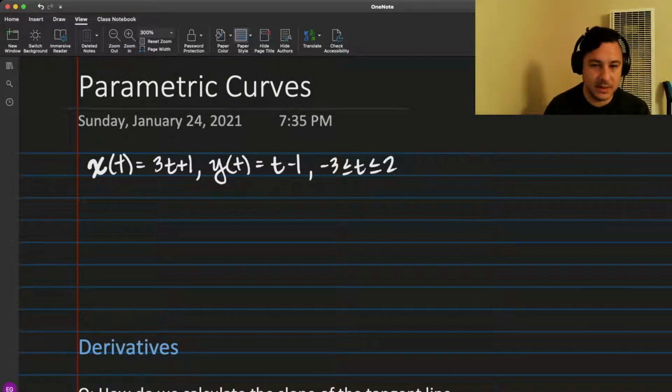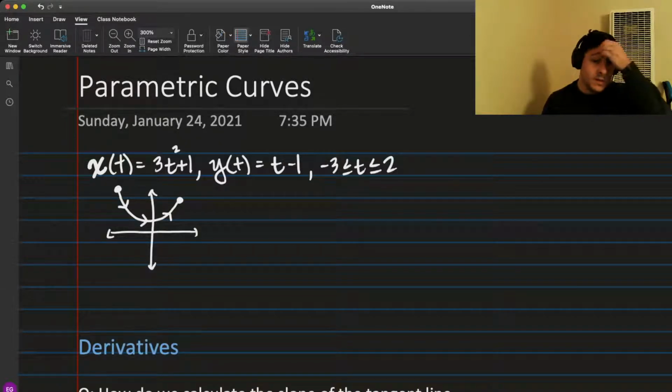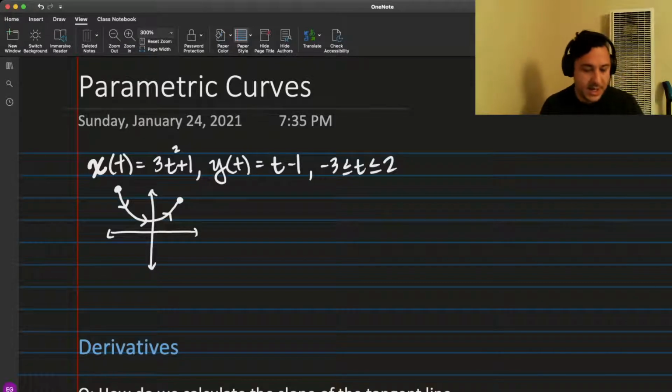Actually, let's make this x equals 3t squared plus 1. So this thing is going to be some sort of parabola that opens up and down. Might look, I don't know, I'm just making this up. Let's just say it looks something like this. Let's say it starts right here and moves along the parametric equation like so. Okay. So this is part of a parabola.